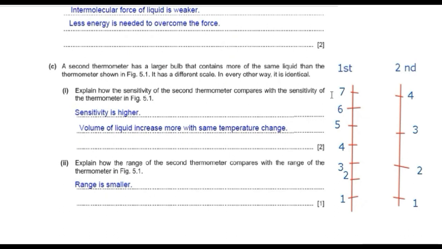You see 1 to 2. The second one increases higher. So more sensitive. I can cut like this. The second one I can cut more than the first one. So more sensitive. You will increase higher.